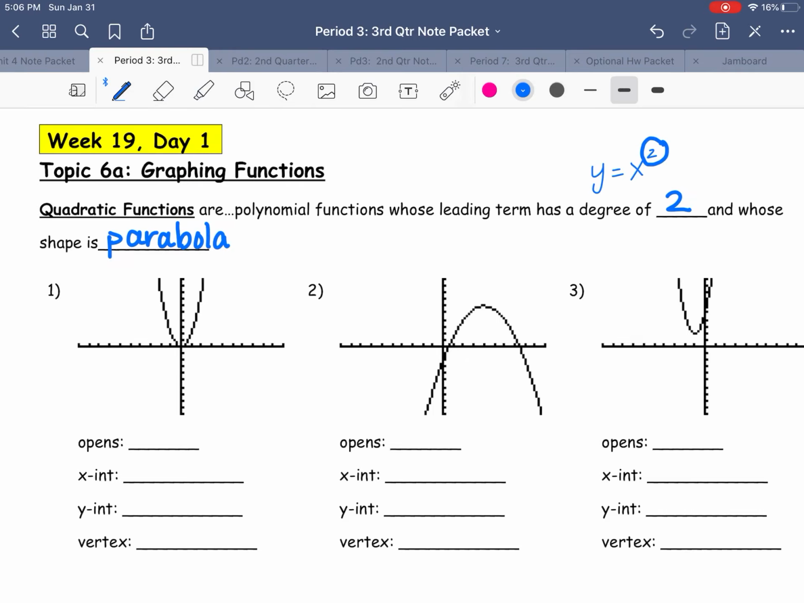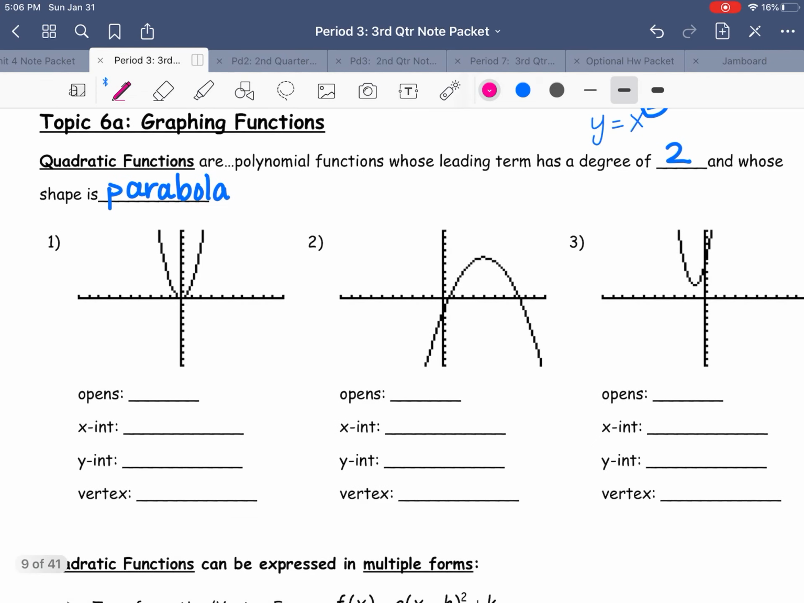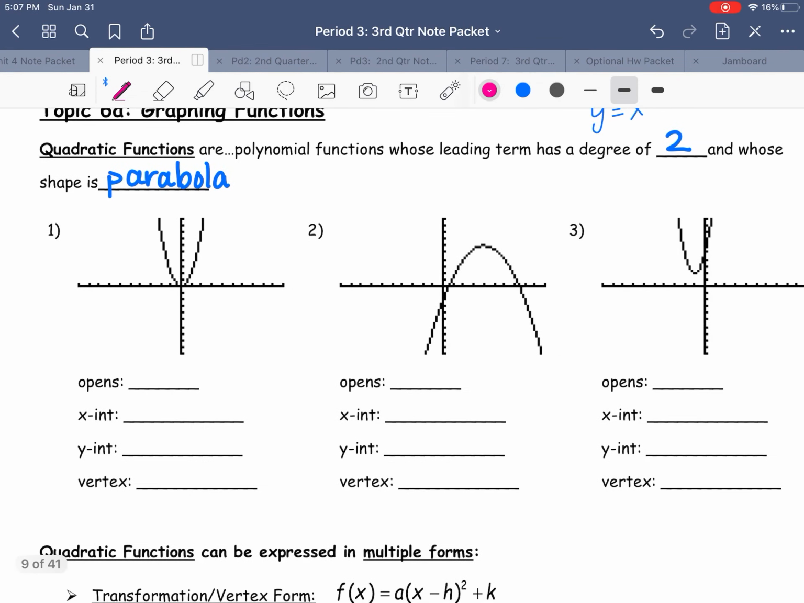And a parabola is just a U-shaped graph. So if I take a look at the 3 examples down below, we're going to determine which way they open and the intercepts and the vertex.